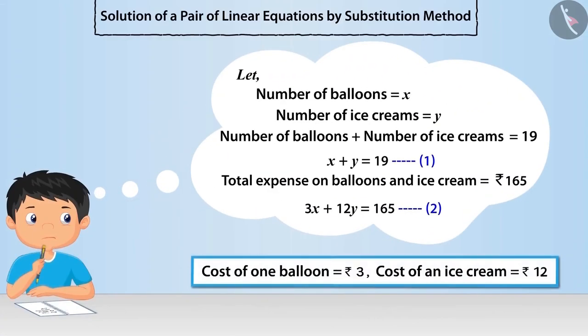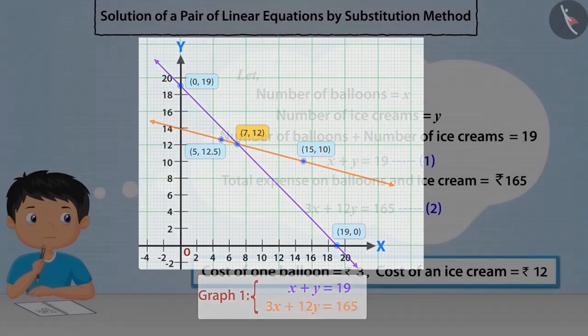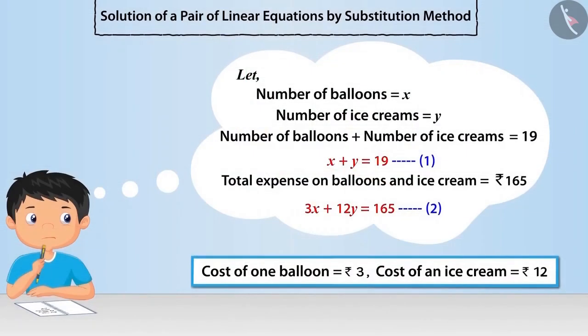In the previous video, we helped Rahul in finding the number of balloons and ice creams using the graphical method. In order to understand the substitution method, let's look at the pair of linear equations in two variables made by Rahul.